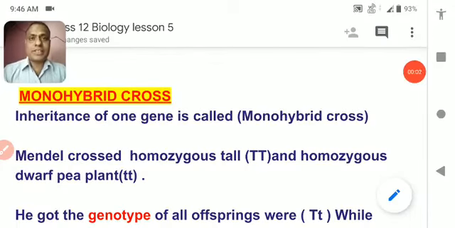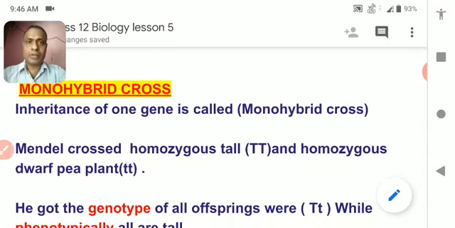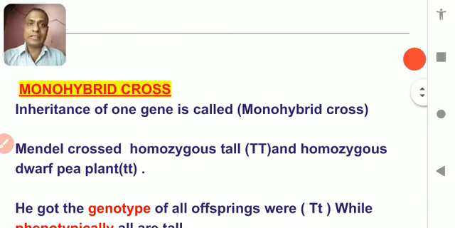Welcome back, students. Today we are going to start a new topic, that is monohybrid cross. In the last two classes, we have learned about the different difficult terms related to this chapter, that is the principle of inheritance. Lesson number 5 of class 12. Although this topic is also important for class 10 CBSE as well as for ICSE.